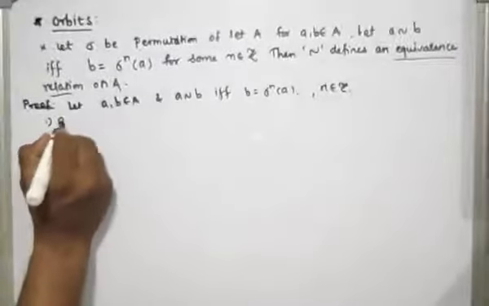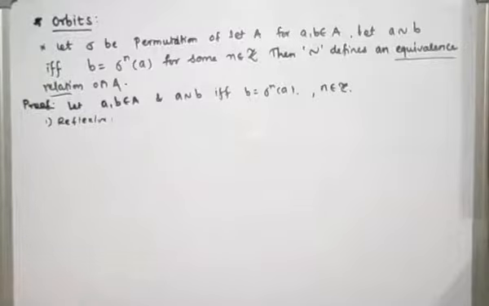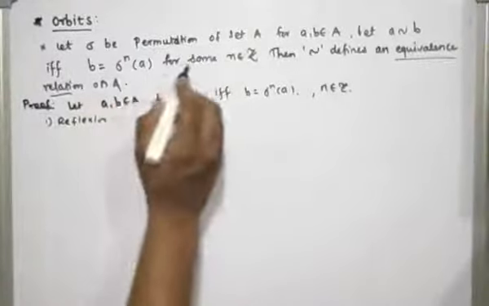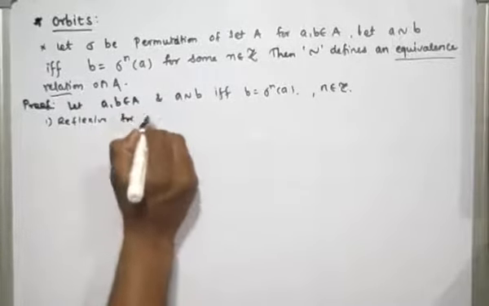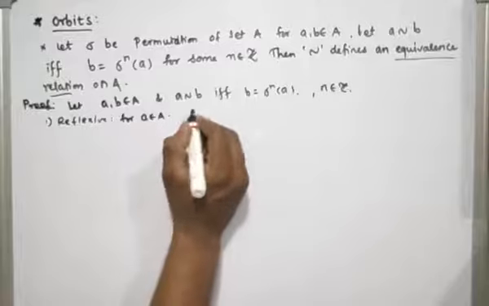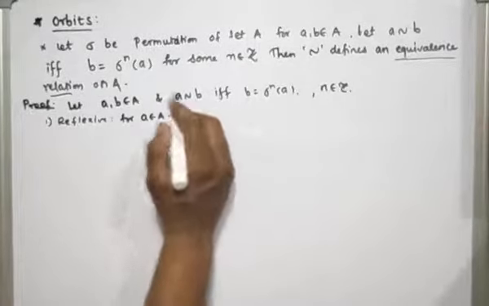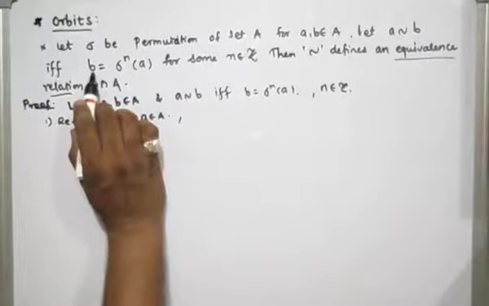So first is the reflexive relation. What is a reflexive relation? Clearly here, if I take only one element, a belonging to A, and we know that clearly, here I will replace b by a. Then what will we get?